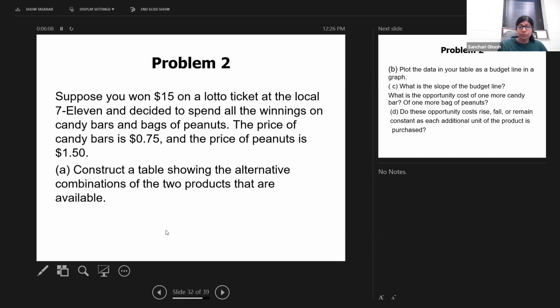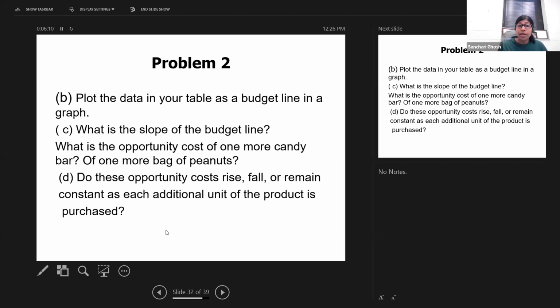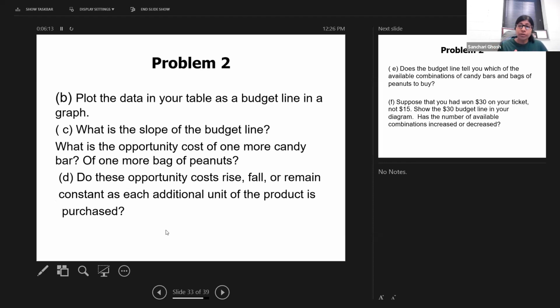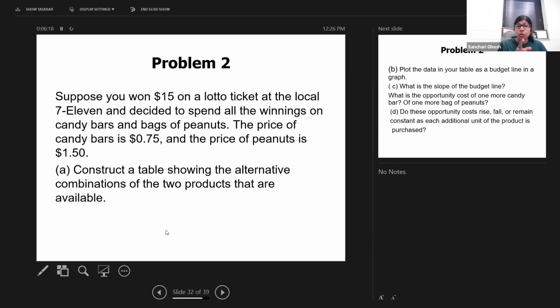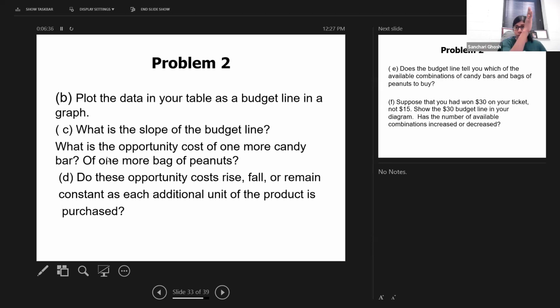We know that we just have to assume, what if you spend all your money on just a bag of peanuts or a candy bar? So if you are spending on candy bars, 15 divided by 0.75, that's 20 candy bars, and 15 divided by 1.50, that's 10 bags of peanuts. So if I put candy bars on the vertical axis, then I will put 20 in here. So let's draw this.